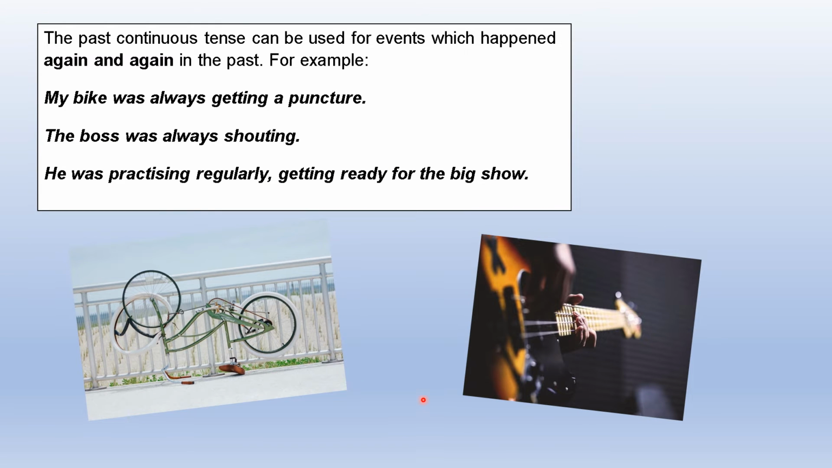The past continuous tense can be used for events which happened again and again. For example, my bike was always getting a puncture. So it happened more than once. Or the boss was always shouting. In this example, it's used to describe someone's annoying habit, and there's a bit of a judgment there about what that was like. The boss was always shouting.